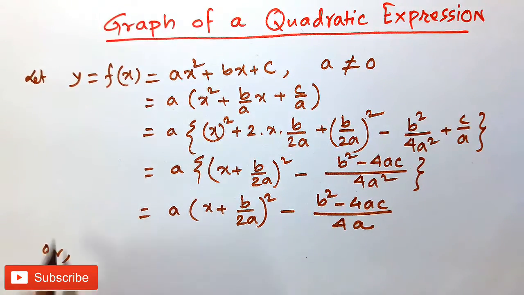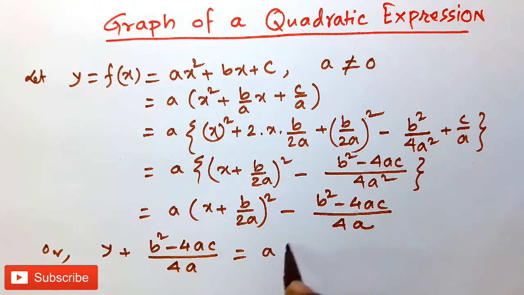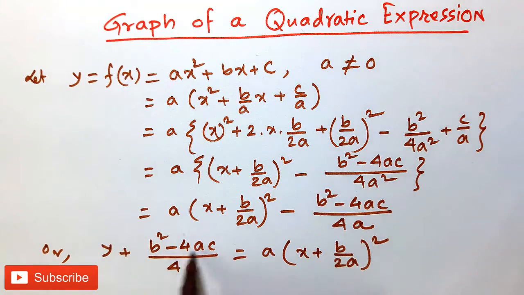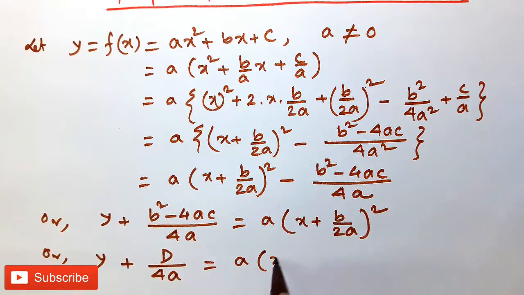or y plus this portion, this is transferred to left side, so y plus b square minus 4ac divided by 4a is equal to a into x plus b by 2a whole square. B square minus 4ac is the discriminant, so we write in place of this one as capital D. So y plus capital D divided by 4a is equal to a into x plus b by 2a whole square.